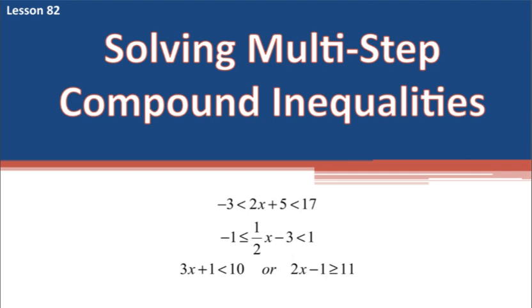Lesson 82, solving multi-step compound inequalities. Just as a review, we've had conjunctions, which are compound inequalities. Conjunctions, remember, have the keyword and, and they have common solutions. And then there's disjunctions, where the two inequalities have no common solutions, so they use the keyword or.